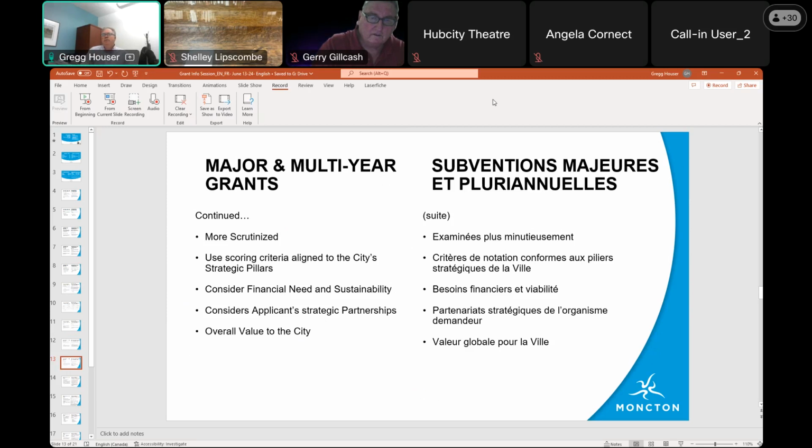Another factor, of course, scored in the scoring, is the applicant's strategic partnerships. So who are your partners? Who do you leverage your services with? Who do you combine with to get, as it's called, bigger bang for the buck? That's important in the application process and is laid out in the process. And of course, overall value to the city for the money that's being provided to each organization. What values, what outcomes are they providing to the city? And we'll talk about those outcomes in a few minutes when we relate to the other slides.